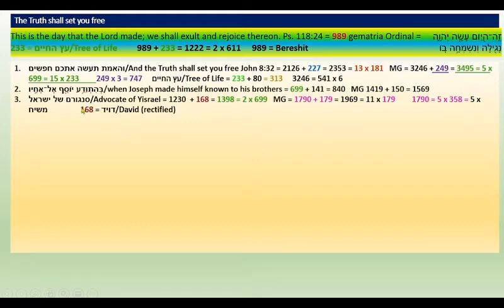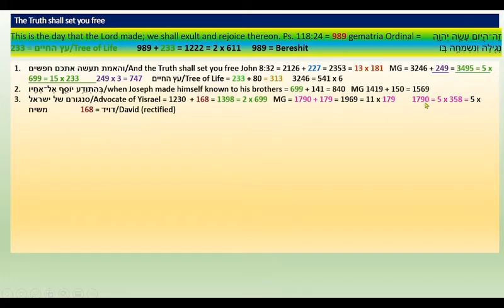168 is David, the square ordinal of David rectified. The Mispar Gadol of this advocate of Israel comes to 1790, and also 179. So when you get these, the regular and the ordinal being a multiple of one another, it's highly messianic, highly, highly messianic. I've got lists of where this comes up, and everything to do with it is highly messianic. So that's just another thing that I need to point out: multiples where the ordinal is a multiple or a factor of the regular. So we've got that in this instance.